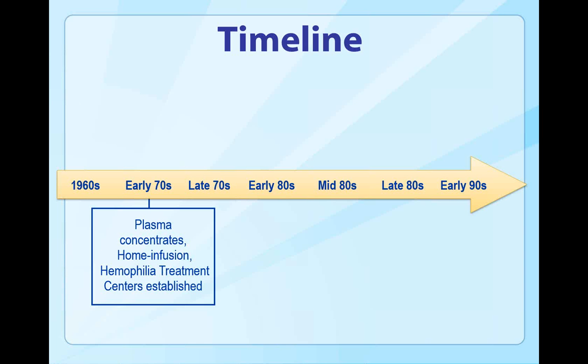And in the mid-1970s, in 1975, a system of hemophilia treatment centers, which are comprehensive care centers set up in educational institutions throughout the United States, were established to provide comprehensive care for individuals with hemophilia in the proper use of these products.